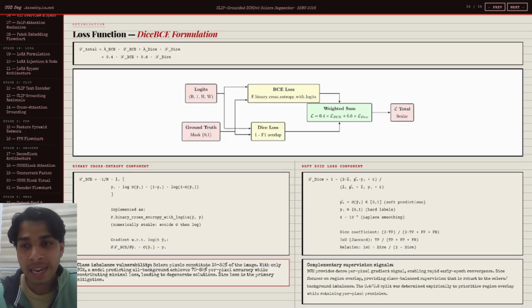The second loss, Dice, directly measures the overlap between predicted and actual sclera region. It's immune to that class imbalance problem. We weight Dice at 60% of the loss and BCE at 40% to make the region overlap the primary objective.